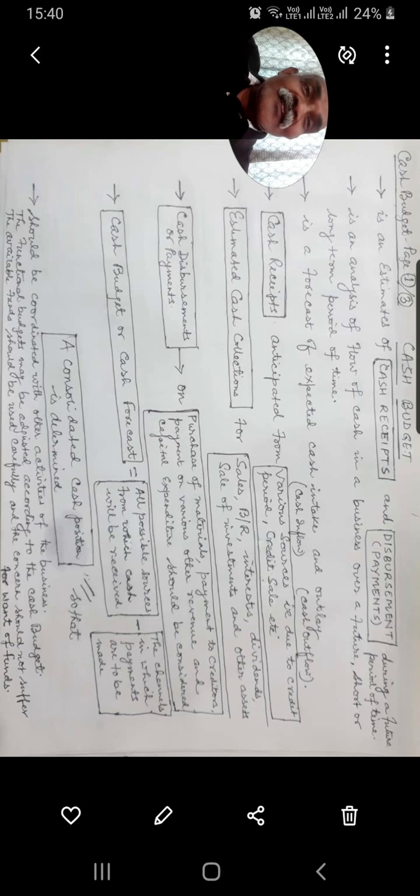It means this cash budget is an estimate of cash receipts and cash disbursements or payments during a future period of time, because you are preparing a budget. Budget is for future forecast. So you are estimating the cash receipts, how much cash may come in and how much cash you want to disburse, so that the closing cash balance will be this or that.